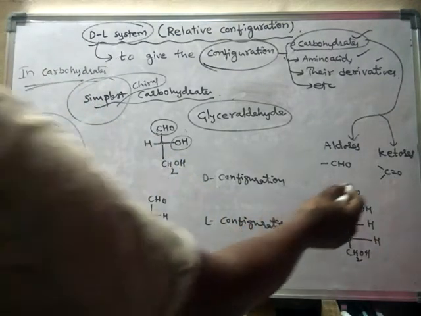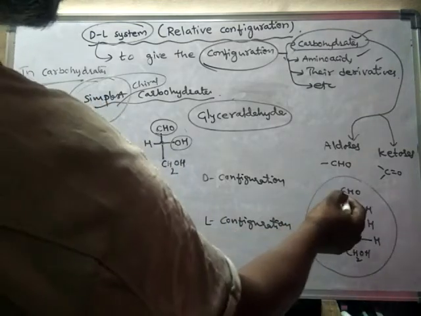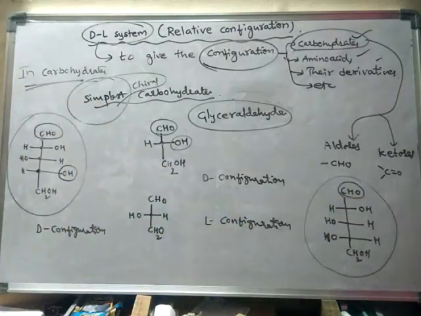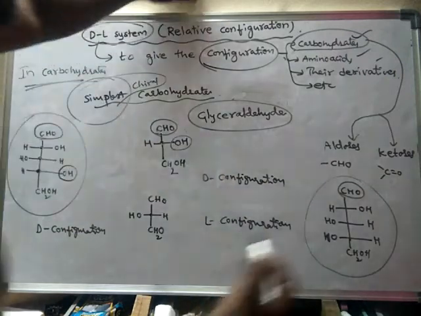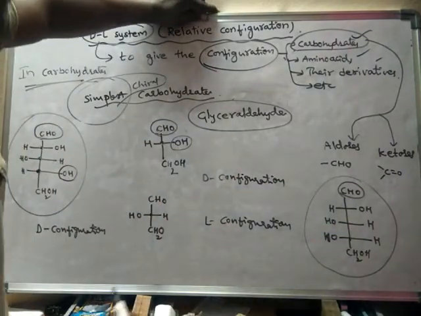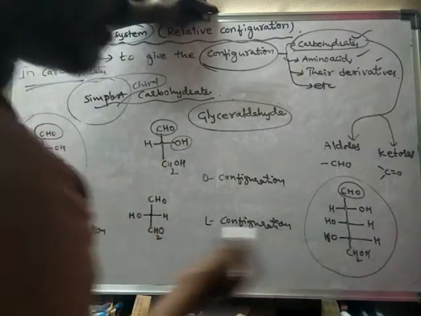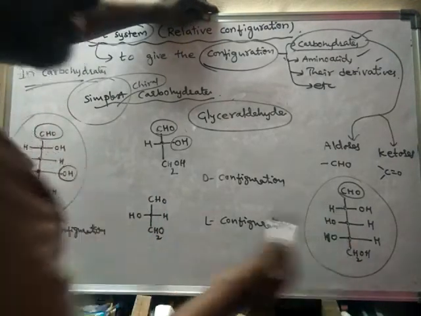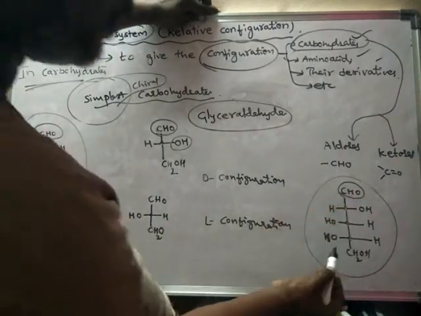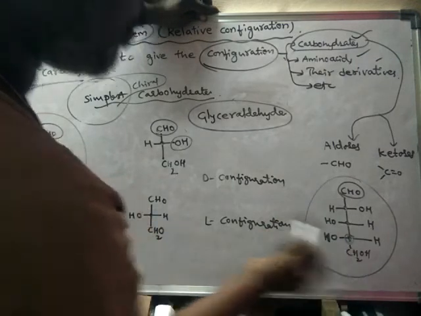So now in this compound, this is the aldehyde group, the CHO group. From the CHO group, how many chiral centers are there altogether? This is one chiral center, this is another chiral center, and this is also another chiral center. Which chiral center is far away from this CHO group? This chiral center is far away from the CHO.